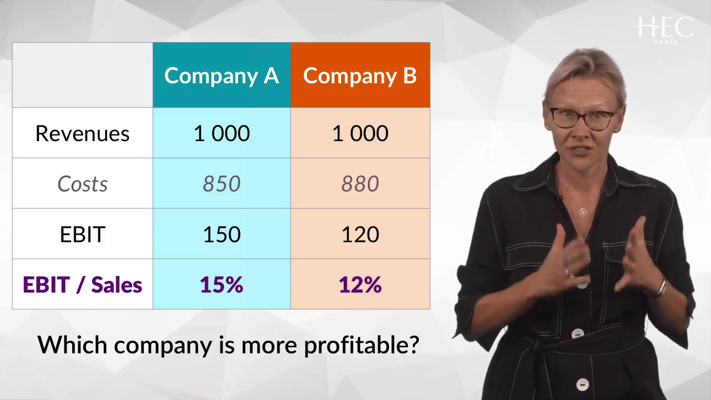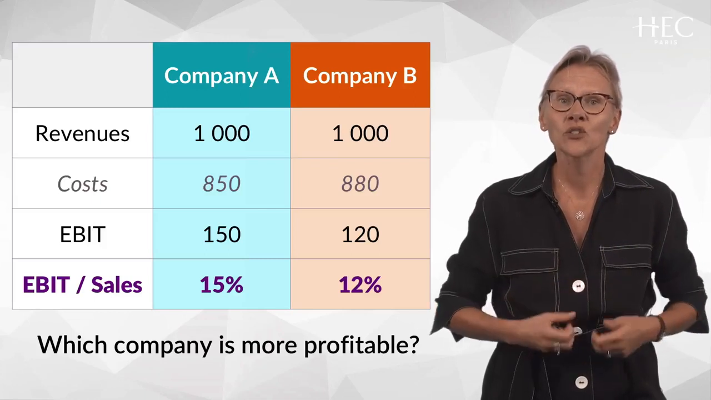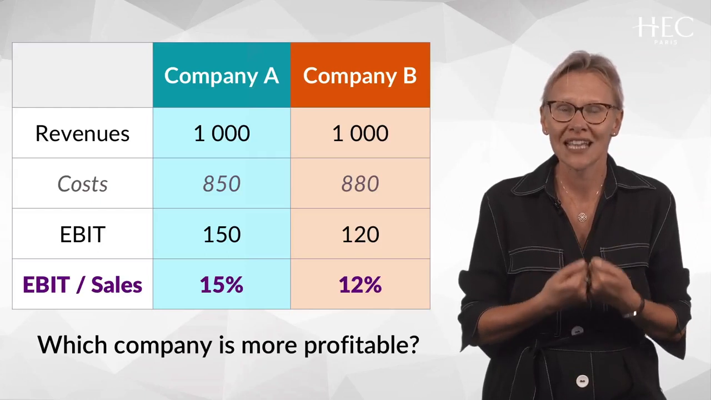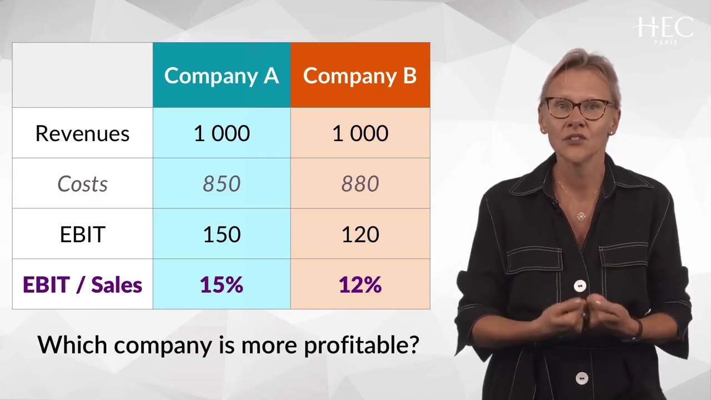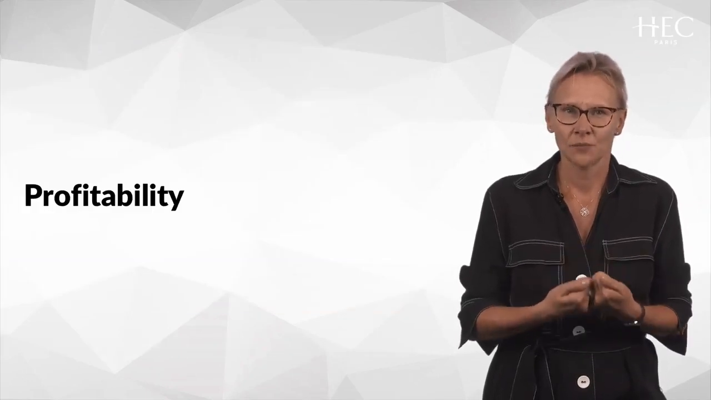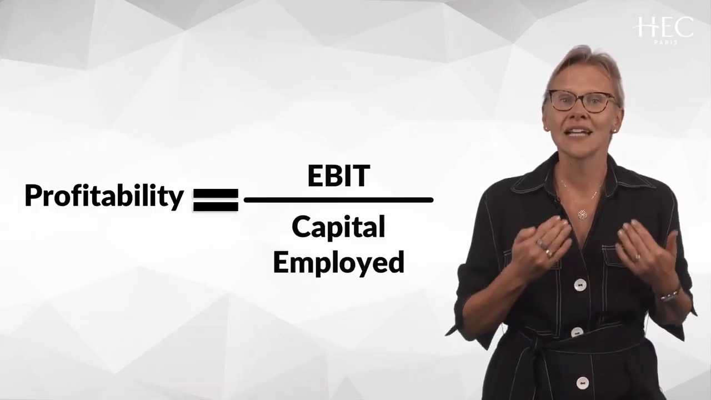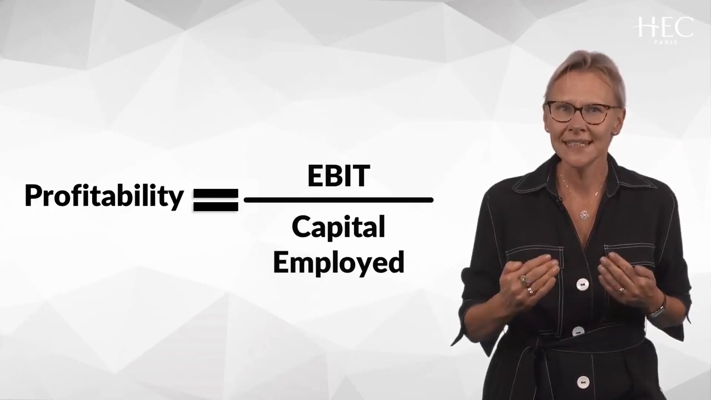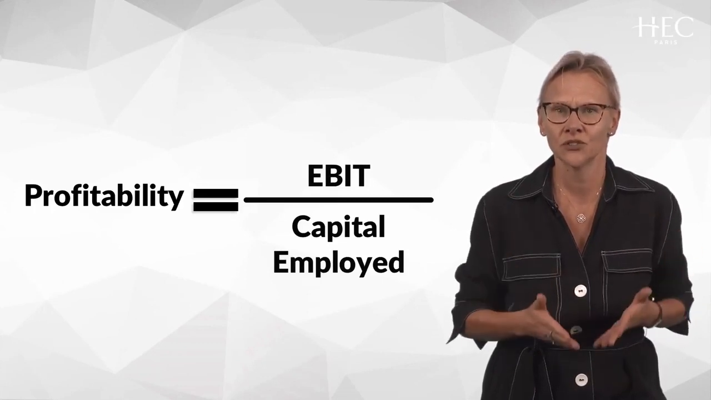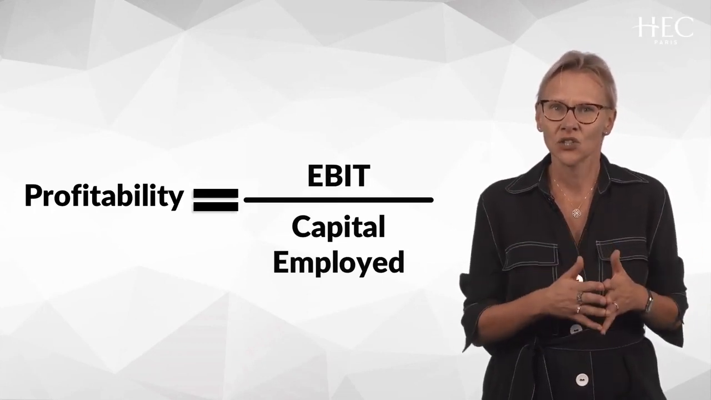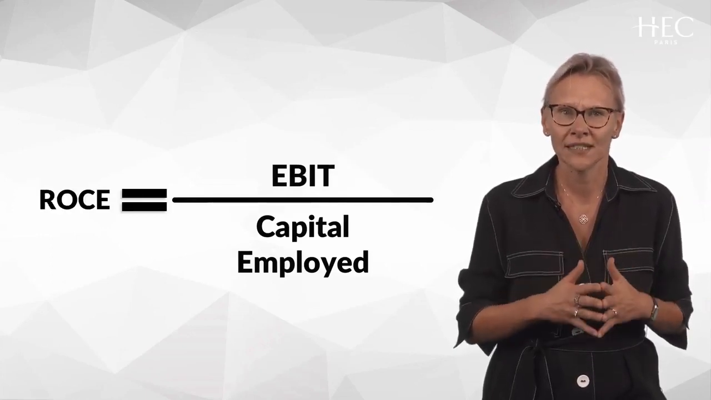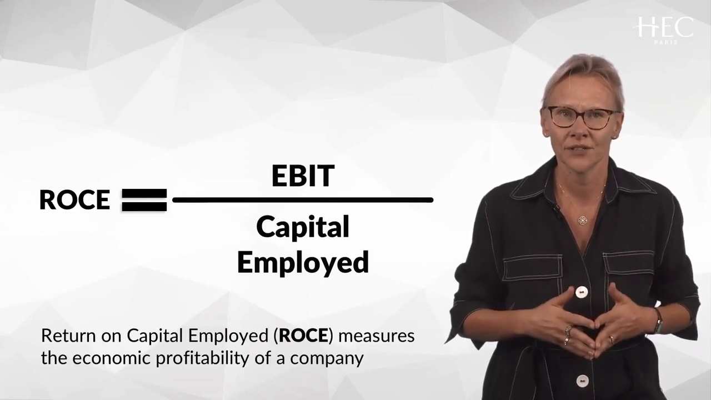Indeed, to measure profitability, you have to know how much money the company needs to run its business. That is, you have to know how much capital is needed, required, thus the capital employed. Profitability is measured by comparing EBIT to capital employed. Basically, how much is left compared to how much you had to put on the table to run your business. This ratio is the well-known ROCE, the return on capital employed.